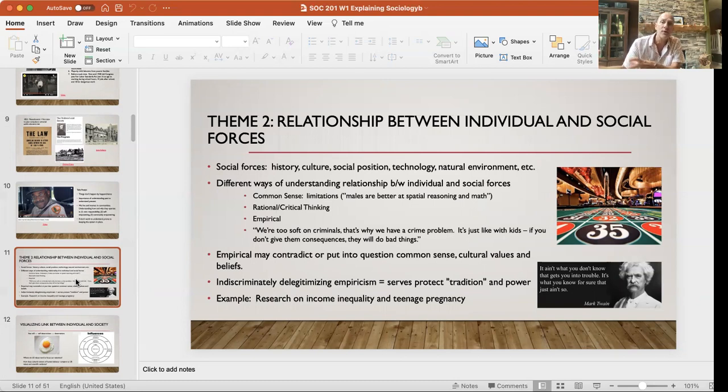Okay, second, let's go now into thinking about the relationship between the individual and society or social forces. This is going to be something that we work on throughout the course of the term, in part because our culture and our cultural values put a lot of focus on individual level explanations, where we have a hard time addressing, understanding, and engaging in thinking about the structural influences on the individual experience.